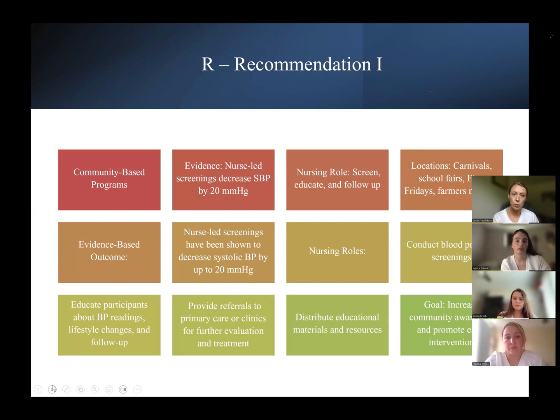So community-based programs, health screenings, decrease systolic blood pressure by 20 points. Nursing role is to screen, educate, and follow up. So we want to ensure that after their screening, we are providing the information to them so that they can pick a provider, choose the best diet, find a nutritionist, a dietitian.